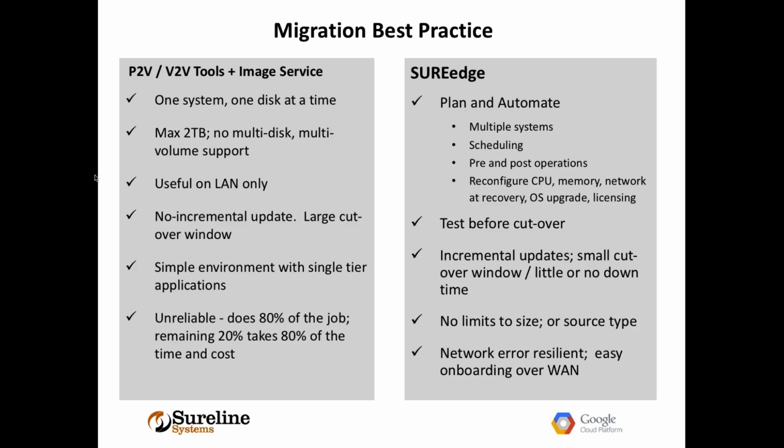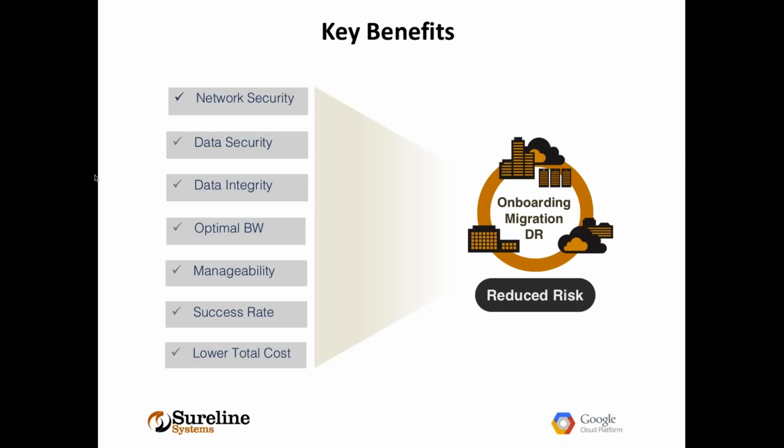There are no size limitations. It's built for WAN efficiency and resiliency, and has very robust error reporting for quickly dealing with any inevitable bumps that you run into in the road. All of these features, the data protection, the bandwidth reduction, robust workflow, and manageability, lead to a faster and easier migration. This gives higher success rates, greatly reduced risk, greatly reduced cost, and a much faster time to get your systems up and running in the Google Cloud Platform.